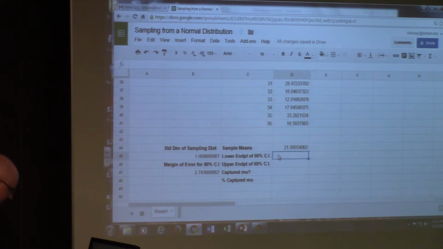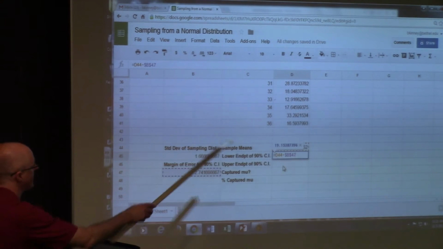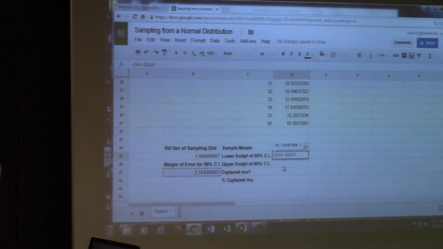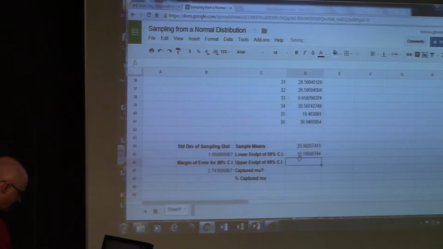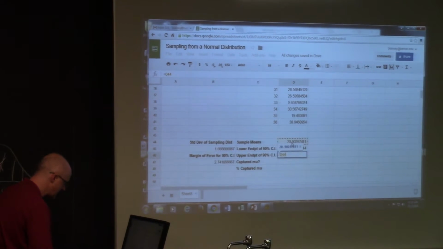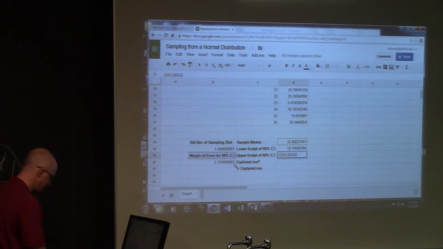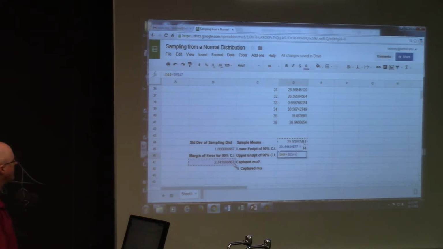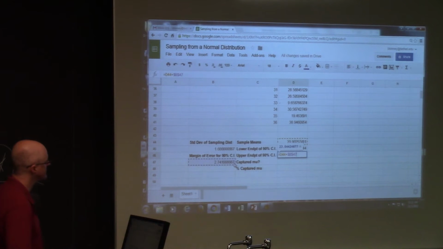Now I can use that. I can take the mean that I calculated, subtract that margin of error, which is in cell B47, use dollar signs. That'll be the lower end point of a 90% confidence interval. Then add, take the sample mean, x bar plus the margin of error in cell B47. That'll be the upper end point of a 90% confidence interval.